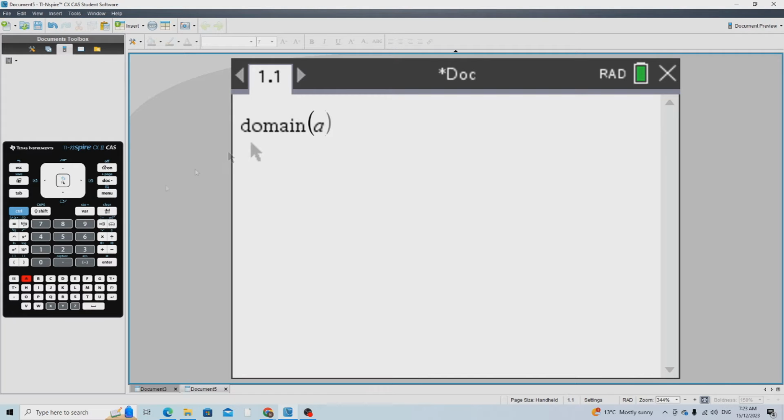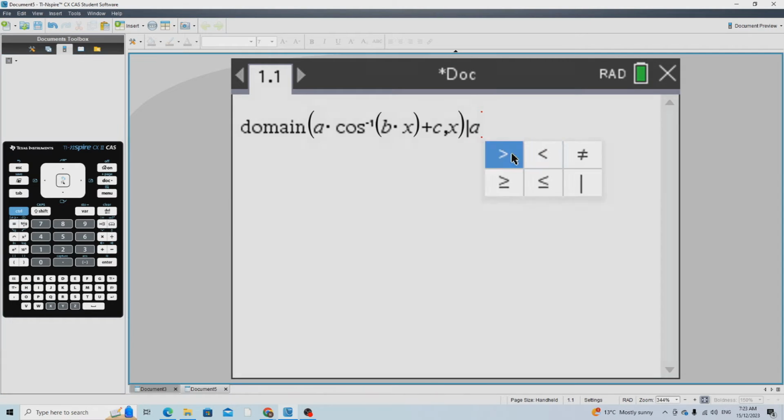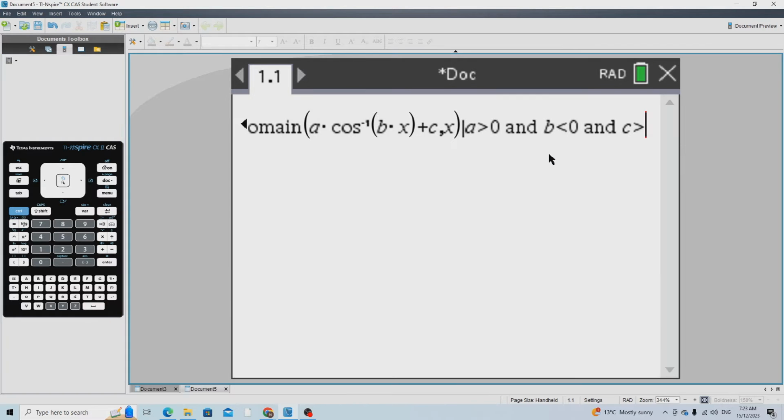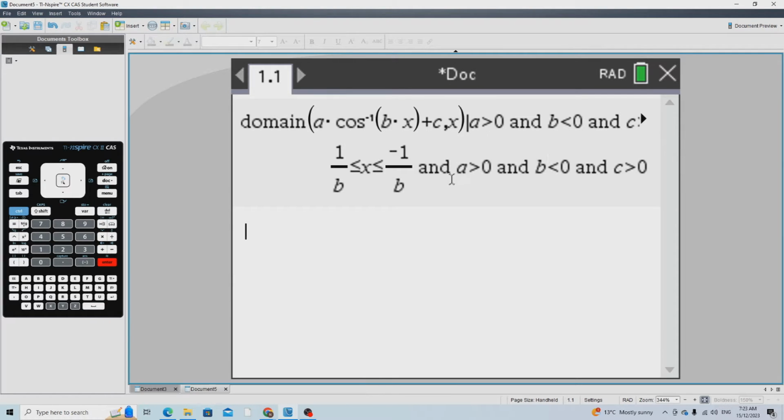of a times cosine inverse of b times x plus c, comma x. Given we need to write those conditions, be careful. We know that a must be greater than 0 and b must be less than 0. And lastly, c also must be greater than 0. Press enter. Done. Here are your conditions, and this is your domain, which is what we've got. Perfect.